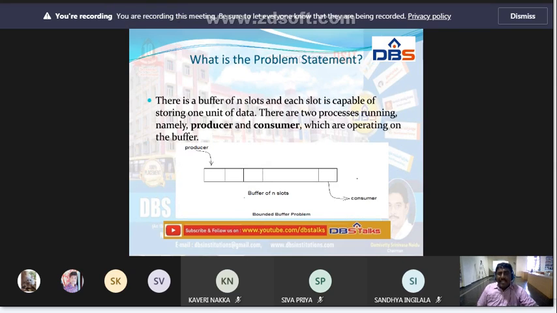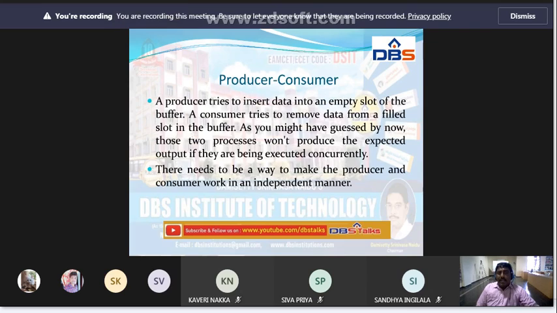Now see what the actual problem statement is. Here we have a pool, with a producer and consumer and a buffer of n slots, and each slot is capable of storing one unit of data. There are two processes running, namely producer and consumer, which operate on the buffer. A producer tries to insert data into an empty slot of the buffer.